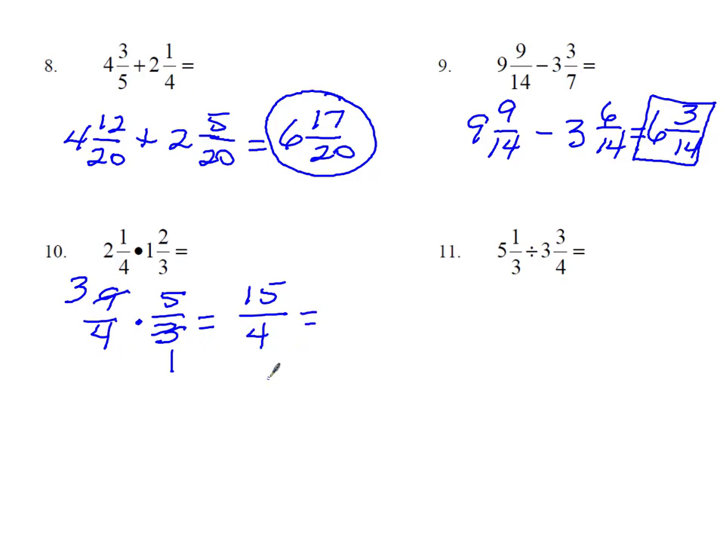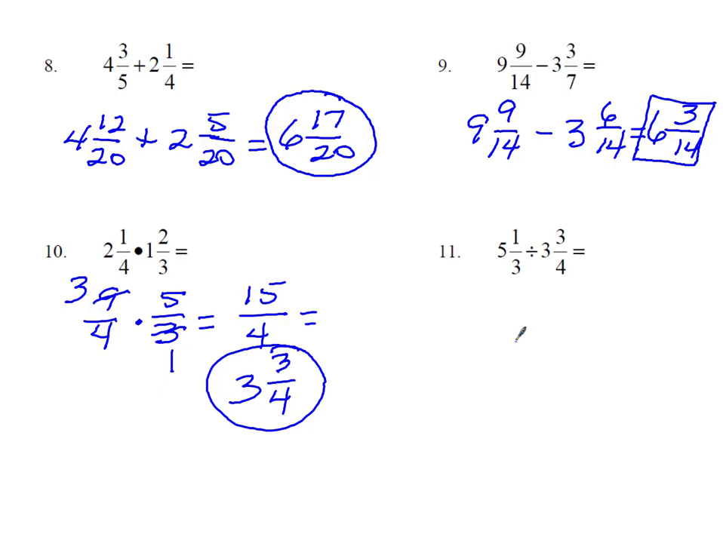And now we have to simplify. How many times will 4 go into 15? Well, it goes 3 times. 4 times 3 is 12. We take the 12 out of the 15. We're left with 3. And you put the 4 back on the bottom. So 3 and 3/4 is my final answer.